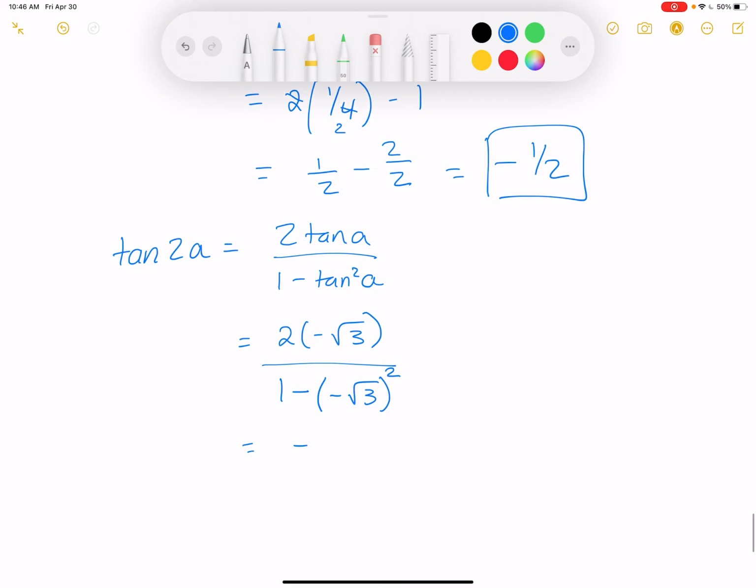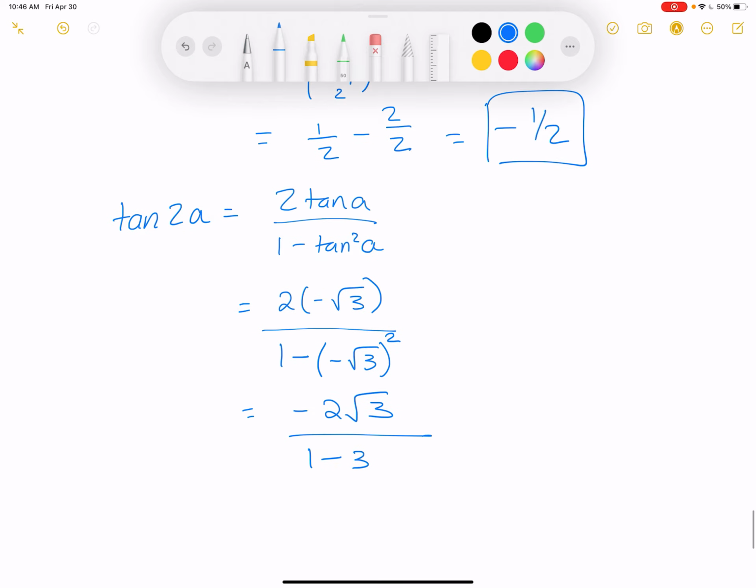So on top, I've got negative 2 square root of 3. On the bottom, I've got 1 minus the square root of 3 squared, which is just 3. Negative 2 square root of 3 over negative 2. That's the answer. But can't you cancel out the 2? Yep, the negative 2's are canceling, leaving me with the square root of 3.